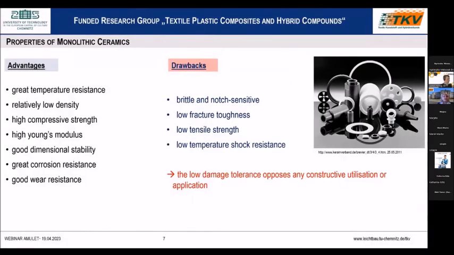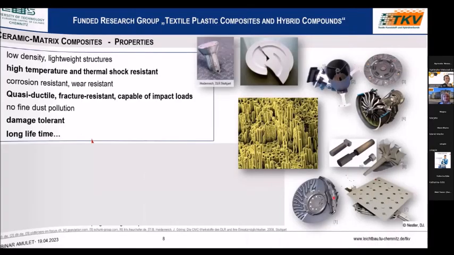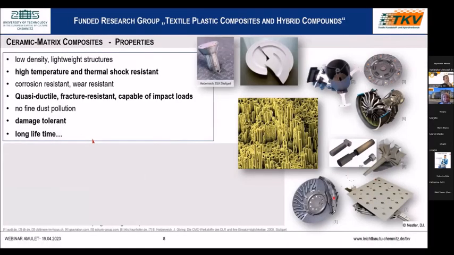So here you can see the advantages of the monolithic ceramics. I think you notice that we have there a very great temperature resistance, low density, high compressive strength, high Young's modulus, and so on. Very interesting also the great corrosion resistance and the good wear resistance. But there are also some drawbacks: the brittleness, the fracture toughness, low tensile strength, and also the low temperature shock resistance. So we have there some drawbacks, and we want to solve this with the ceramic matrix composites.